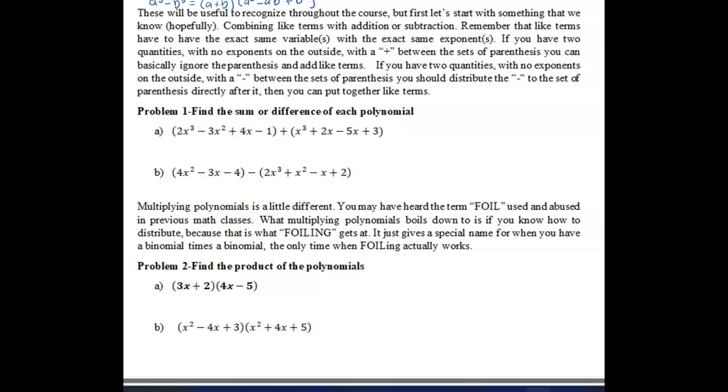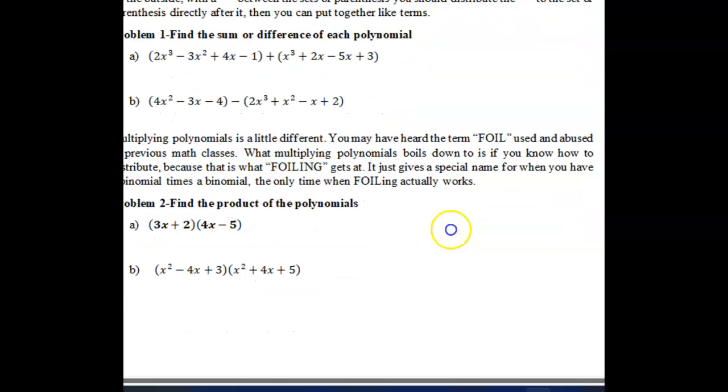I see way too many sign errors and all that kind of fun stuff. So please distribute that negative and then add your like terms together as you would. So problem 1, just trying to find the sum and the difference of these polynomials.